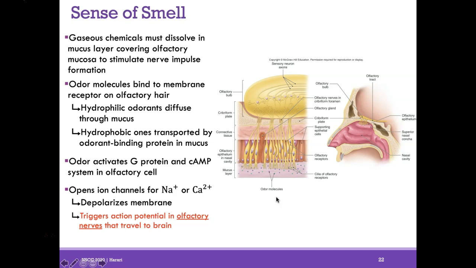So that's how we get a signal from the outside to the inside. So the cyclic AMP system is going to open up ion channels first, and that's going to cause depolarization. And those signals will then be sent to the brain.